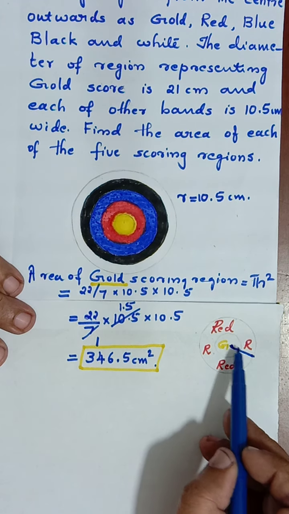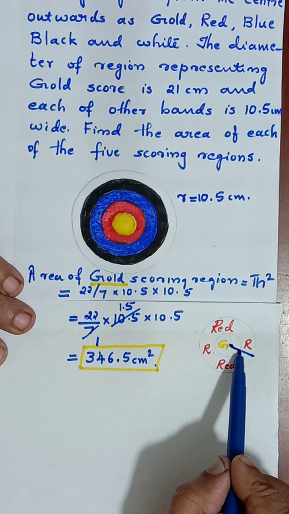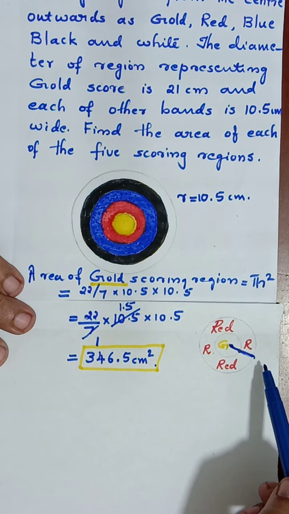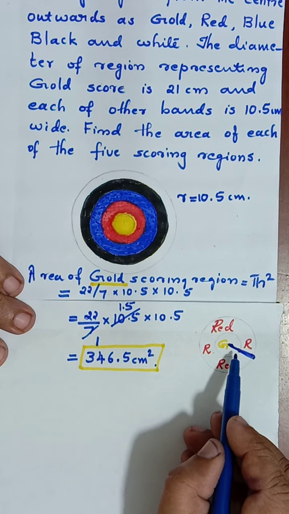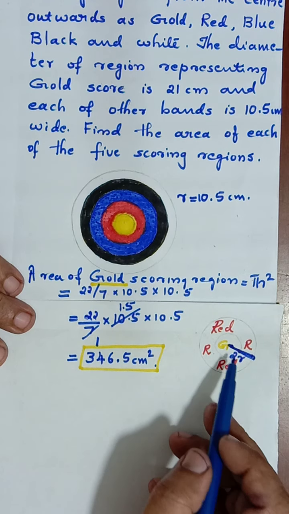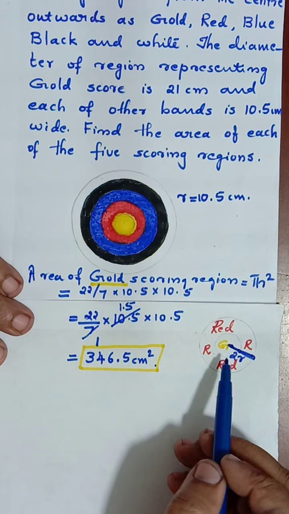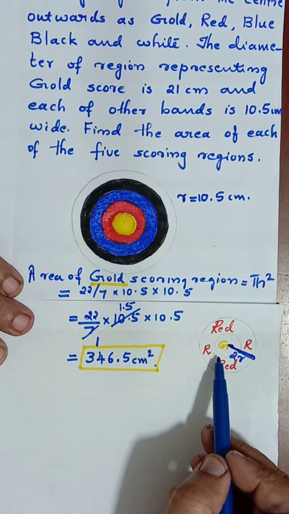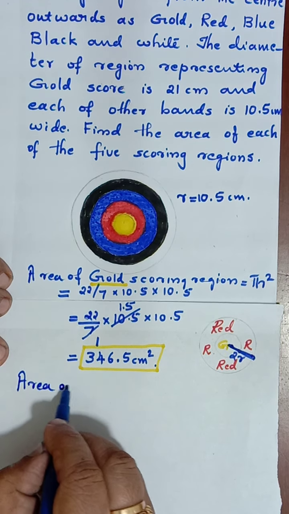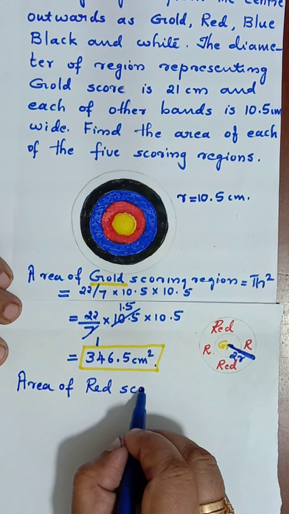It is r plus r. Radius is 10.5 here. From here to here it is 10.5, again 10.5. r plus r is 2r. Here the radius is 2r. We can write it as 2r. 2r is the radius of the bigger circle, minus the area of the smaller circle we have to calculate. So let us write the step. Area of red scoring region.